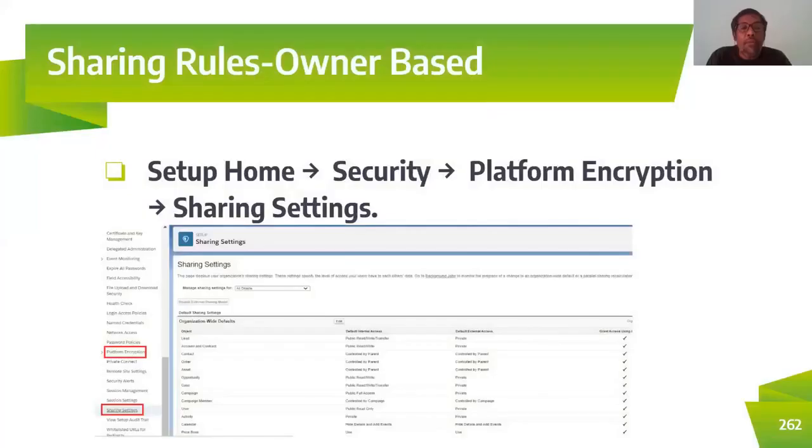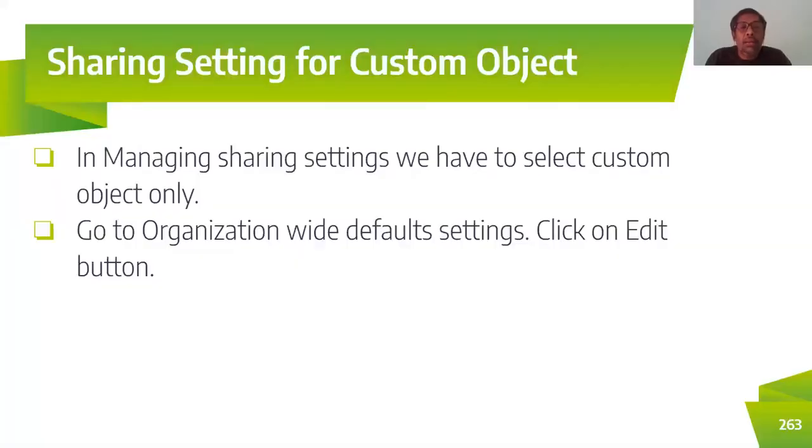So now we have to go to the sharing settings and give access to the particular user, right? In managing sharing settings, we have to select the custom object only. To give the sharing setting, we have to use the custom object. We cannot access the standard object, right? Go to the organization-wide default settings and click on the edit button.